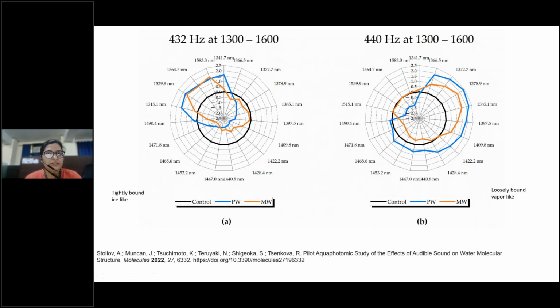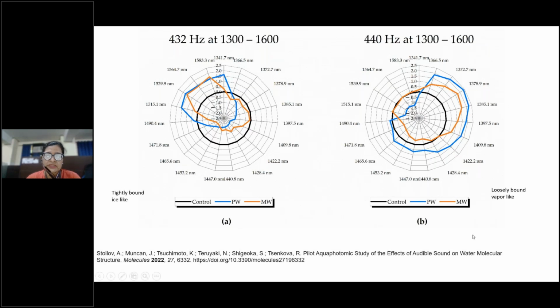Further, this is not where the story stops. You can see there is a difference when you use pure water, blue, and mineral water, orange. Though they are behaving in a similar manner, their absorbances are different. It means here mineral water is less affected as compared to pure water. It might be because of mineral content controlling and some other things, but yes, if you increase the frequency, it goes to a loosely bound structure. Therefore, whenever you are drinking water, take care under which sound vibrations it was.